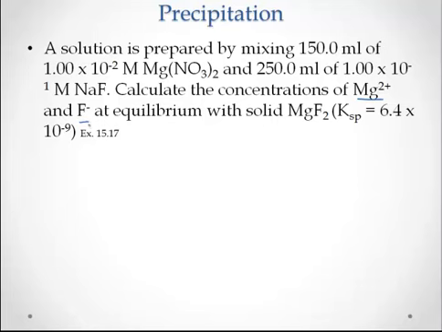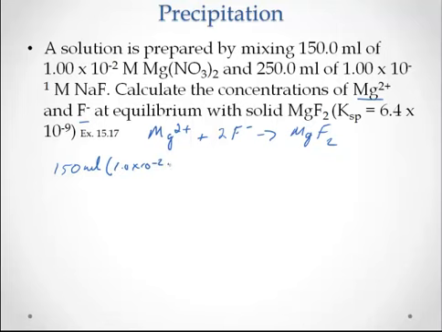Well, let's do our Q thing and figure out if we are going to get a precipitate, right? So our basic precipitate reaction is Mg2+ plus 2F- is going to give us MgF2, right? Okay, so let's find out the concentrations of the magnesium. First of all, I've got 150 mL. I'm going to go kind of fast, guys. Times 1.0 times 10 to the minus second millimoles per milliliter.